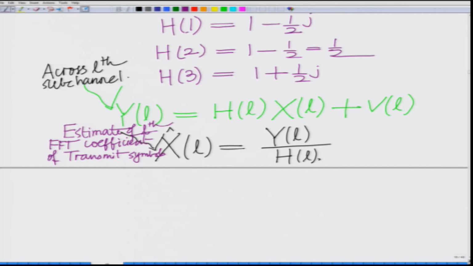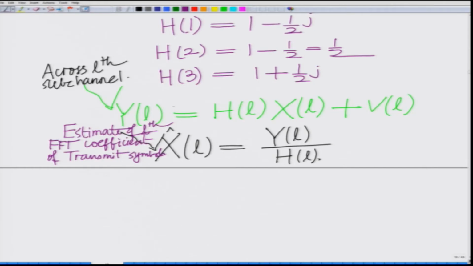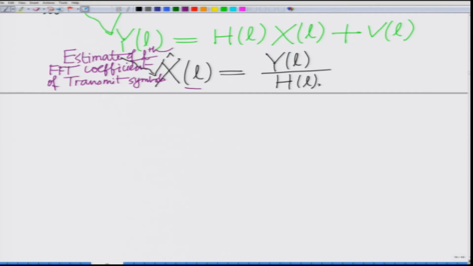So, what is capital X hat L? Remember, capital XL is the lth FFT coefficient of the transmitted symbols, which are the small x's: small x0, x1, x2, x3. So now in the frequency domain you are estimating capital X hat of L, which is an estimate of capital X of L. Therefore, capital X hat L equals YL divided by HL. Of the transmit symbols, we can now calculate the various estimates as follows.